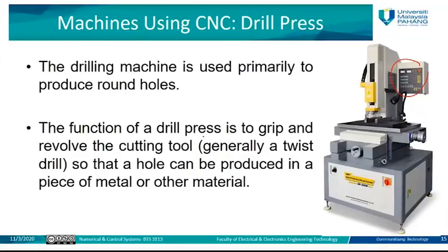So the function of the drill press here is to grip and revolve a cutting tool. Usually this cutting tool we call a twist drill. The twist drill will be used to drill some bars, and there are different types or different sizes of twist drill, so that a hole can be produced in a piece of metal or other materials. So usually the drill is used to create the hole. This hole will be created by using a twist drill. As we said, the drill here can be replaced because there are different types and different sizes of twist drill.